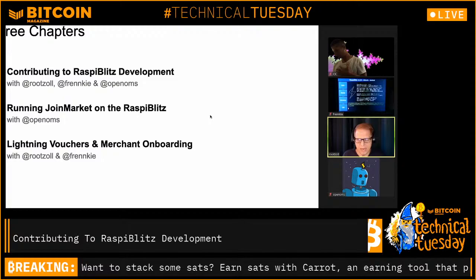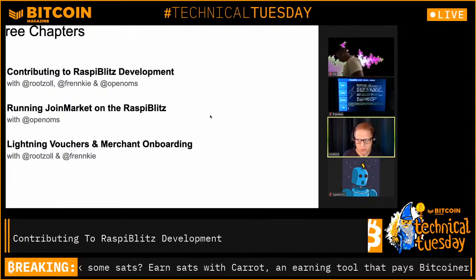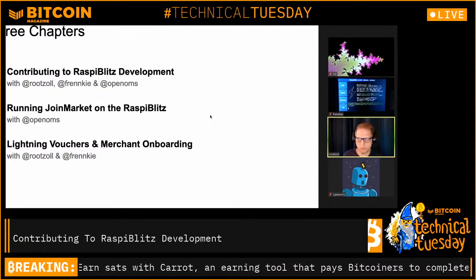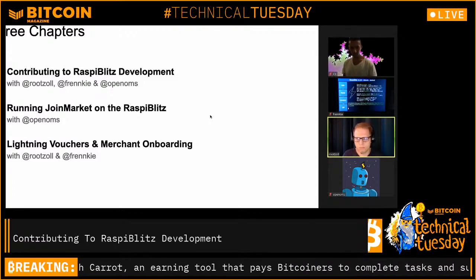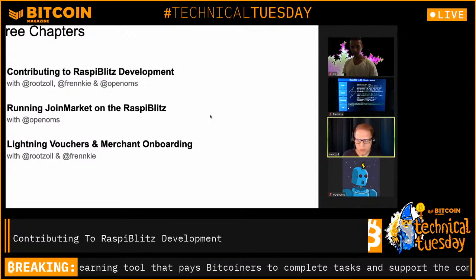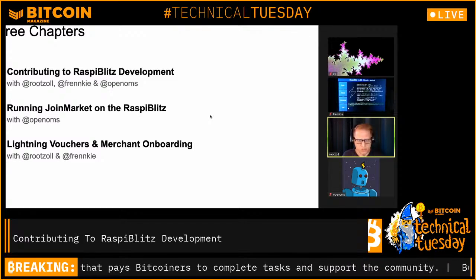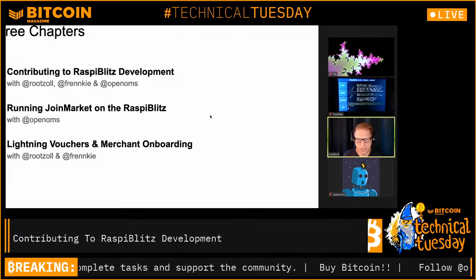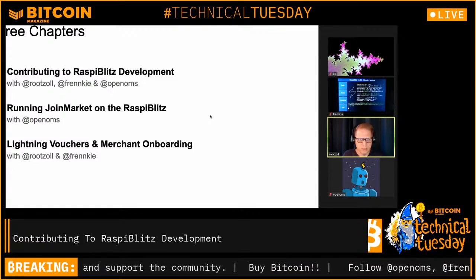And the first one is, because we are very community focused, how can I contribute to the Raspiblitz project and be a part of this project? The second part will be done by OpenArms. That's giving us a deeper look into JoinMarket. That's an app that you can run on the Raspiblitz and have your market there.